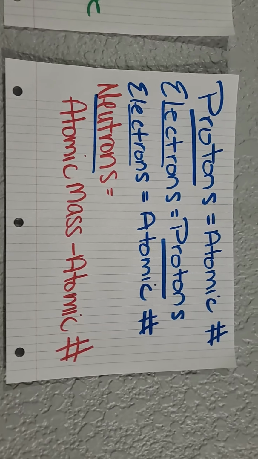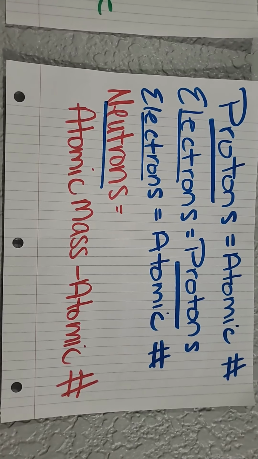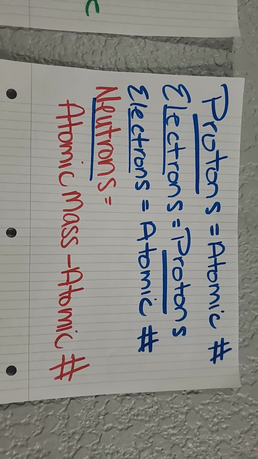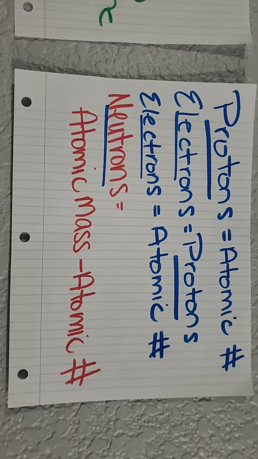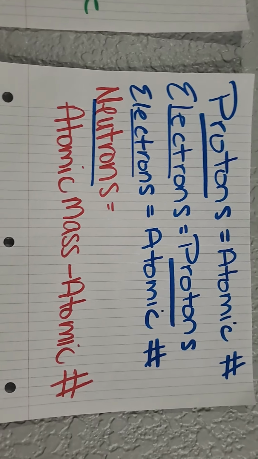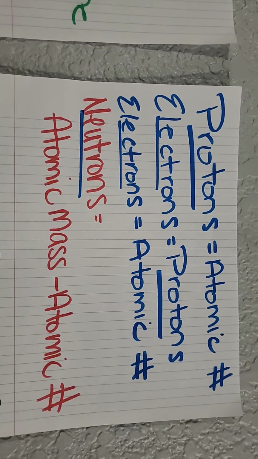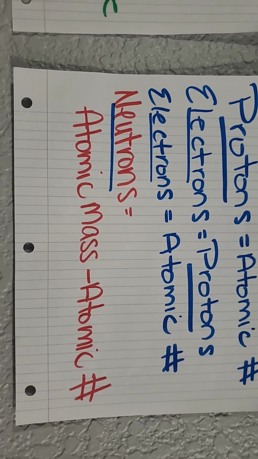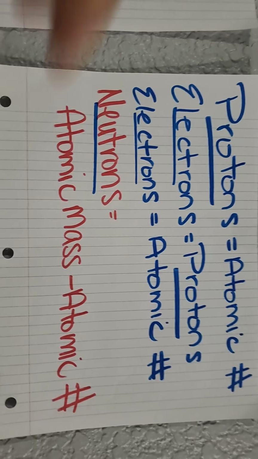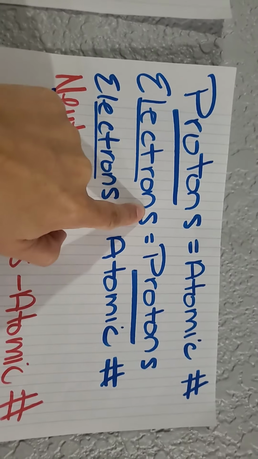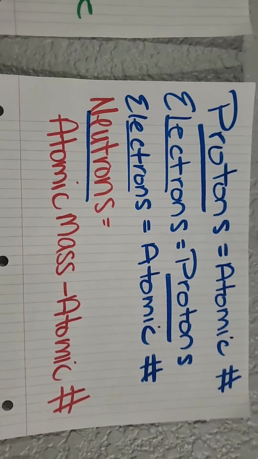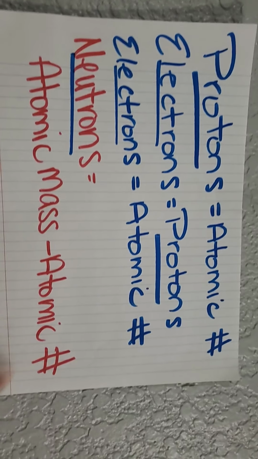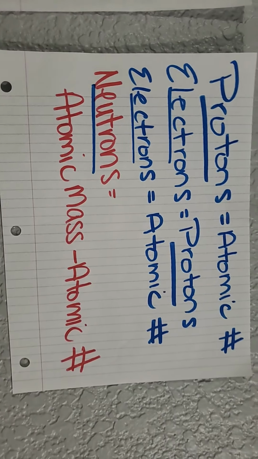Here we go. We're going to calculate some stuff. We want to know how many protons, neutrons, and electrons there are in each atom. Protons equal the atomic number. Electrons equal the same number as protons. So however many protons we've got, that's the number of electrons. If protons equal the atomic number and protons equal electrons, then atomic number equals electrons. Neutrons equal the atomic mass minus the atomic number.